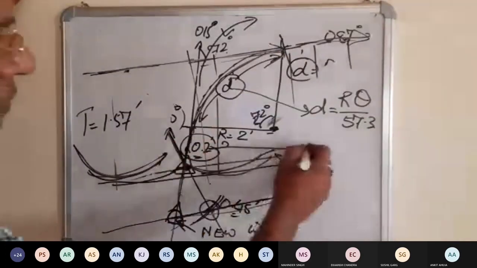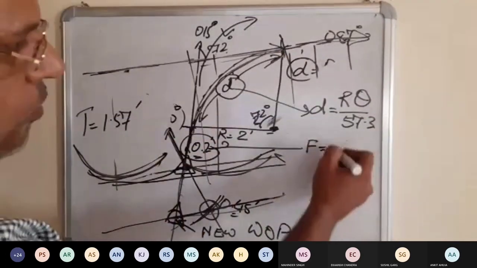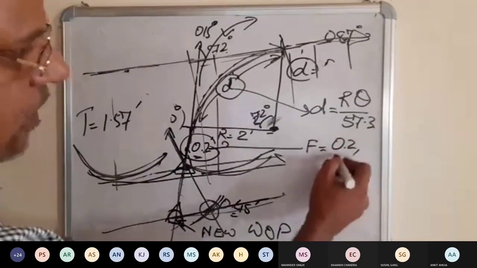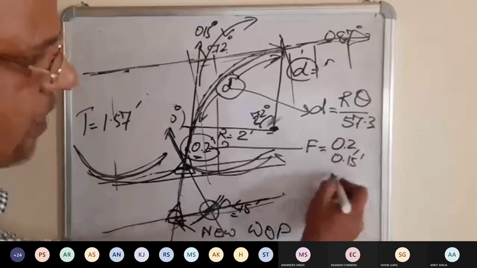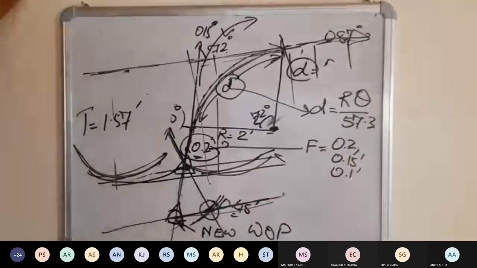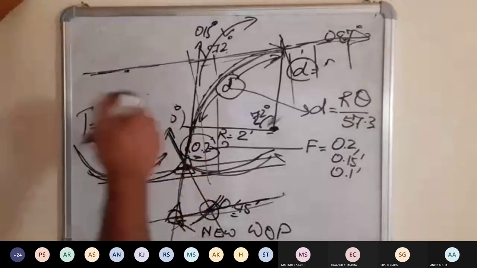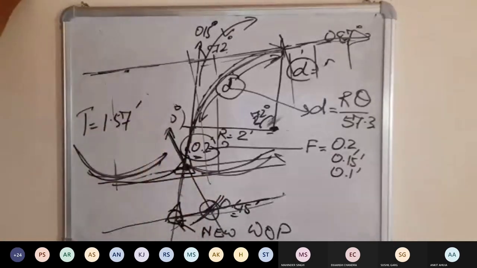F is equal to either 0.2 miles or 0.15 miles or 0.1 miles, depending on the kind of vessel that you have. Either the length is given or it is said in words, a very large vessel you are handling.